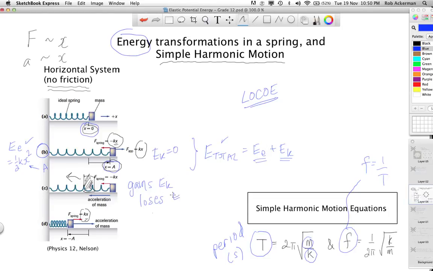So we lose EE. Does that make sense? Sure it does. The spring is becoming more and more unstretched. It's getting back to the equilibrium position. If you were to now calculate EE as a half kx squared, x would now be less than, that's the less than sign, A, so the value would diminish from what it was in diagram B.